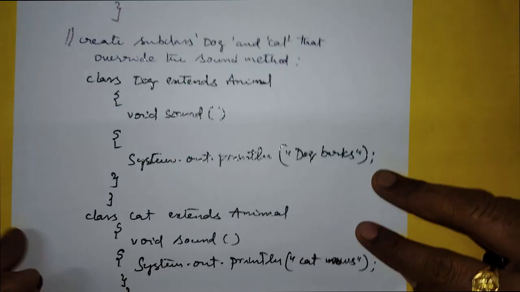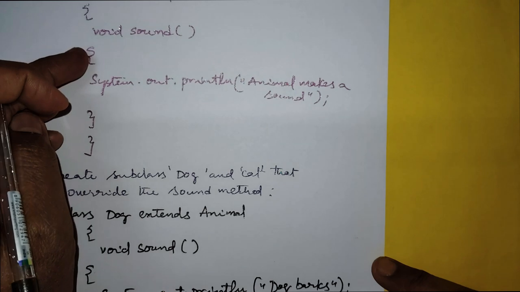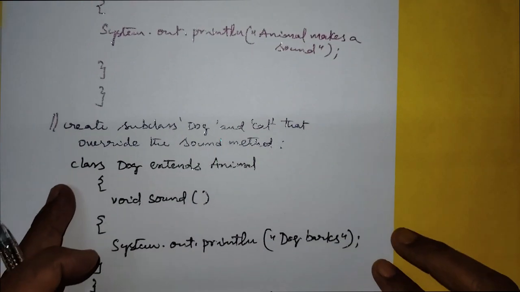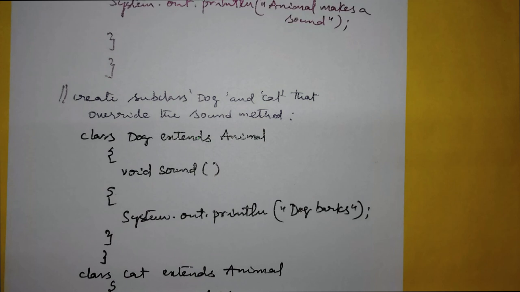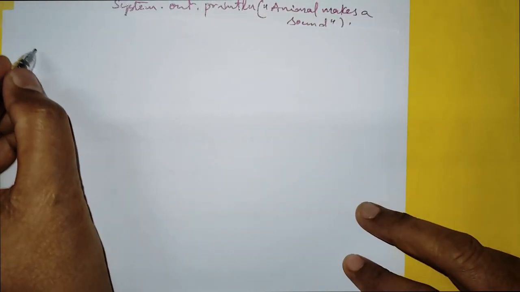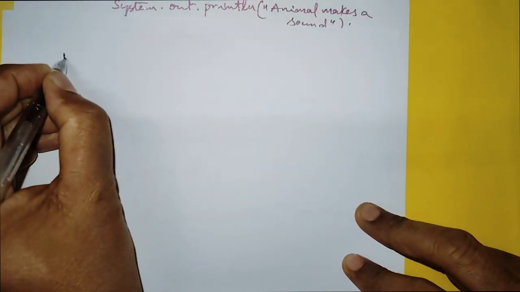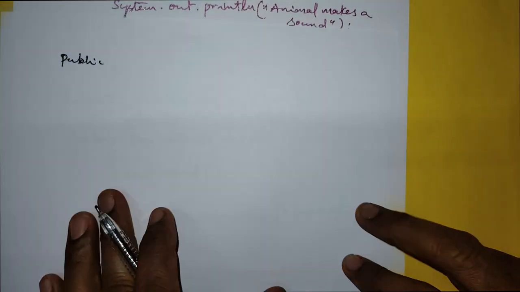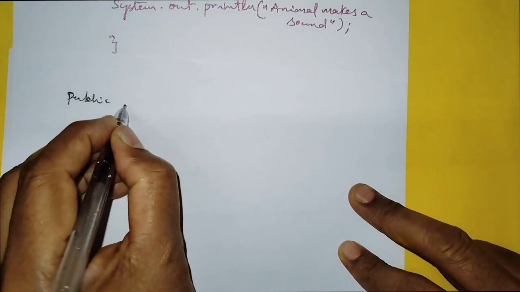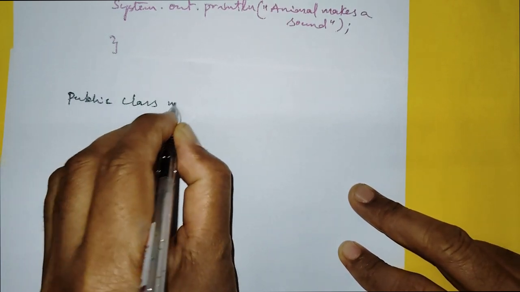Now we have done part 1, the superclass, and part 2, the subclasses. Coming to part 3, we are going to demonstrate polymorphism in the main class. The main class polymorphism, that is part 3. Now the main class begins. Public class Main.